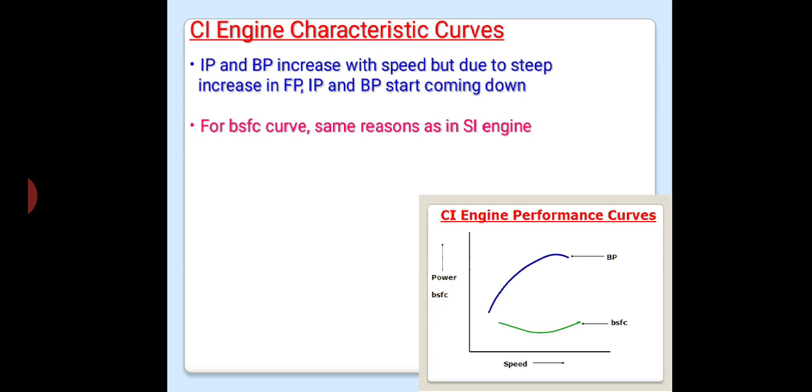The variation of brake specific fuel consumption versus brake power for SI and CI engine when run at constant speed. The test is carried out by keeping speed constant and varying the throttle from no load to maximum load in case of SI engine, or by varying the fuel supply in case of CI engine. So you can see over here in the graph that brake power initially increases, and the BSFC curve initially decreases and then rises.